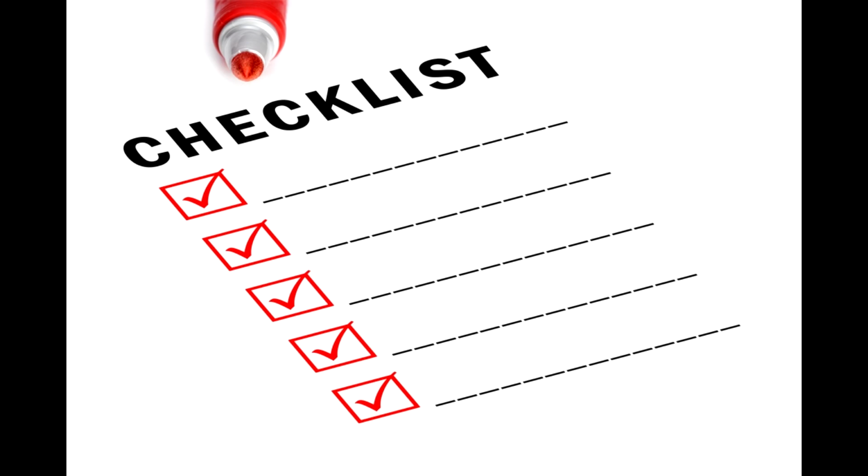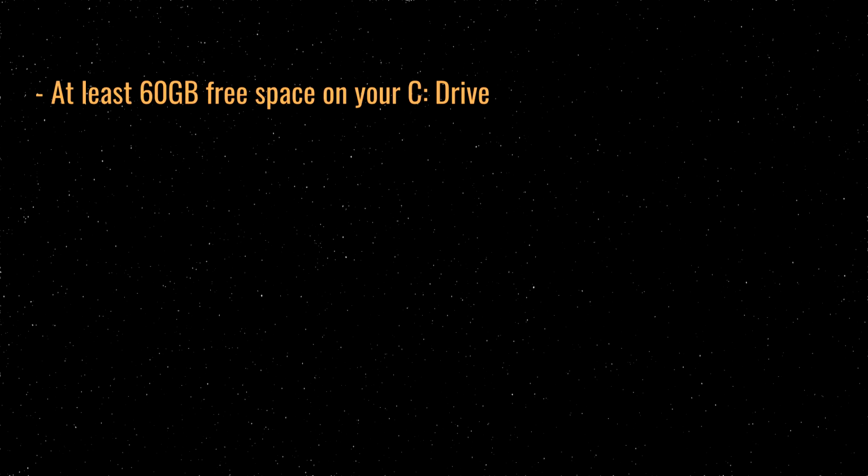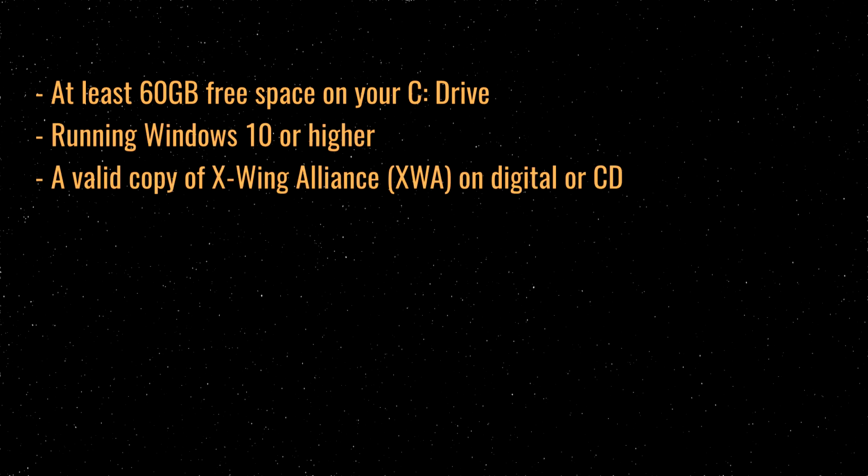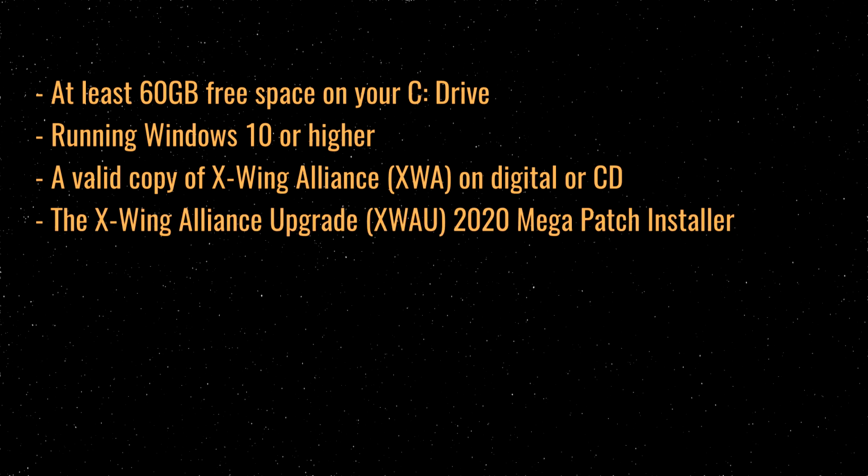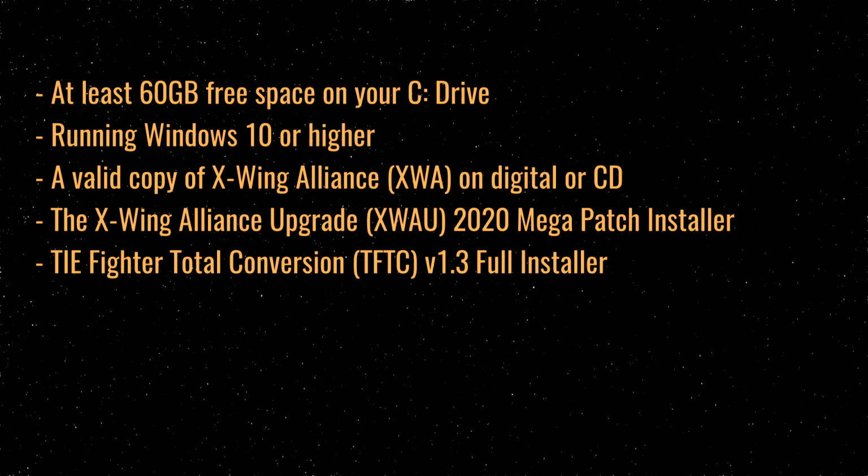Before we get started though, let's quickly make sure that we have everything we need to get up and running. So, you're going to need at least 60 GB of free space on your C drive, you must be running Windows 10 or higher, a valid copy of X-Wing Alliance, the X-Wing Alliance Upgrade, or XWAU, mod 2020 Megapatch installer (the other 5.6.2 update is not needed), the TFTC 1.3 installer, and finally the TFTC 1.3.3 installer.